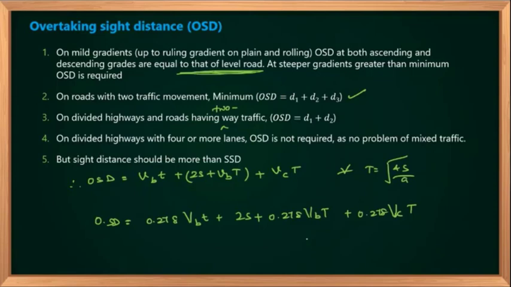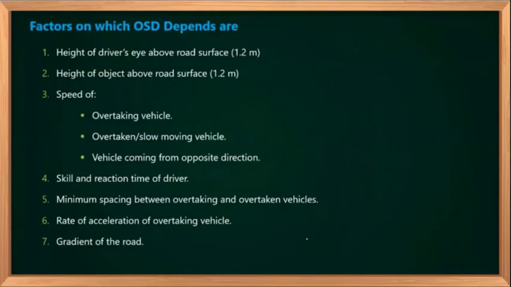There is another point we have to see, overtaking zones and all. Next, what are the factors that we have seen? See here. The factors OSD depends on: height of driver's eye above road surface, which is 1.2 meter. Whom are you going to overtake? Are you going to overtake an obstruction, or animals like cat, rat? No, you are going to overtake the vehicle only. So here the object is also considered as a vehicle, that is, height of object above road surface is also 1.2 meter.